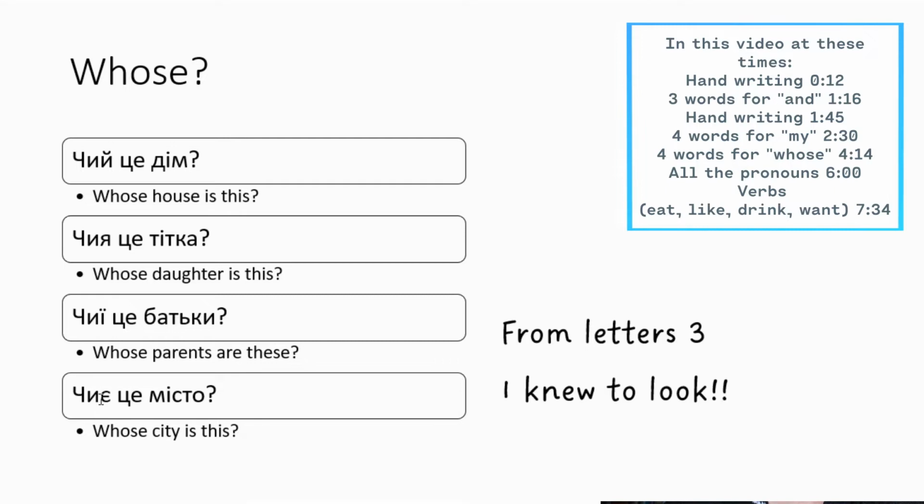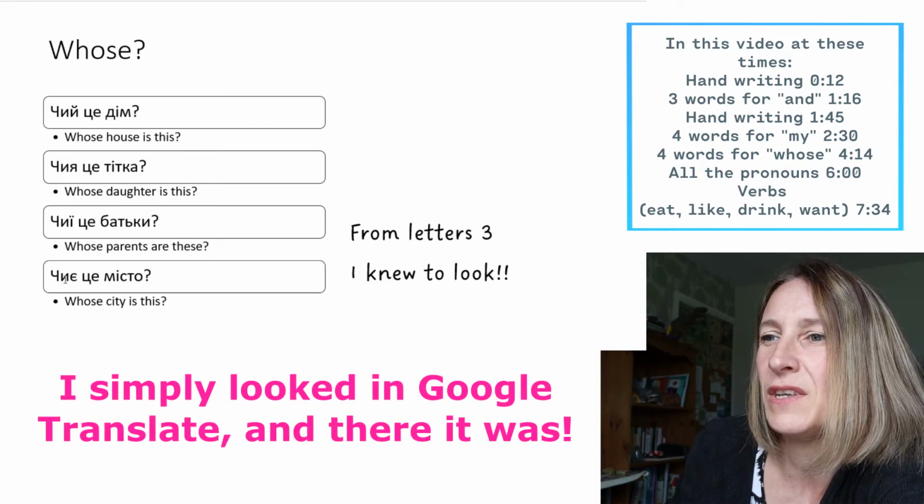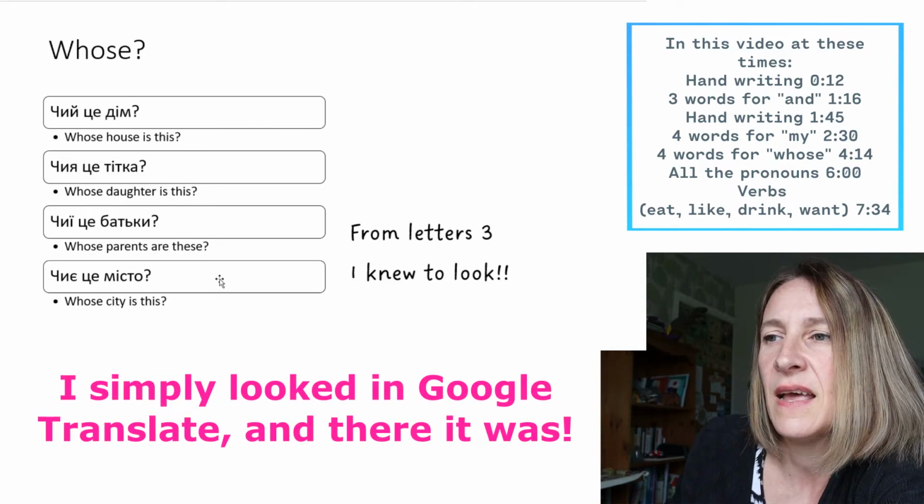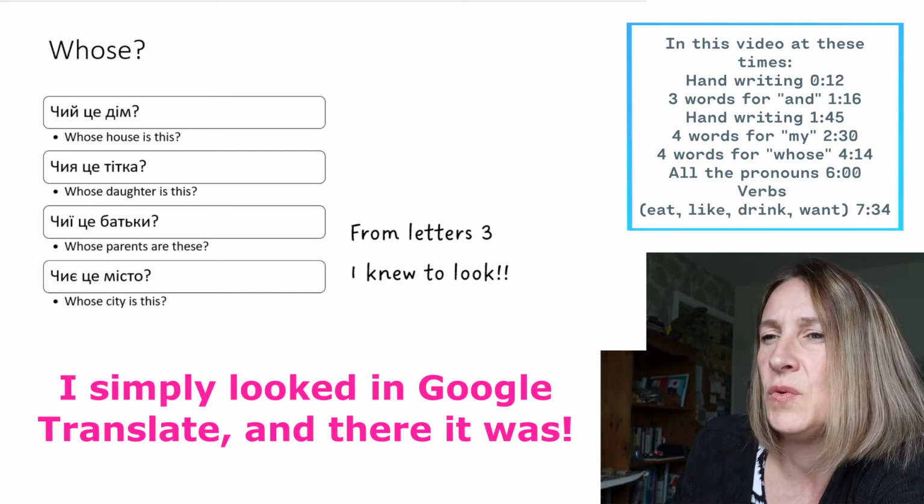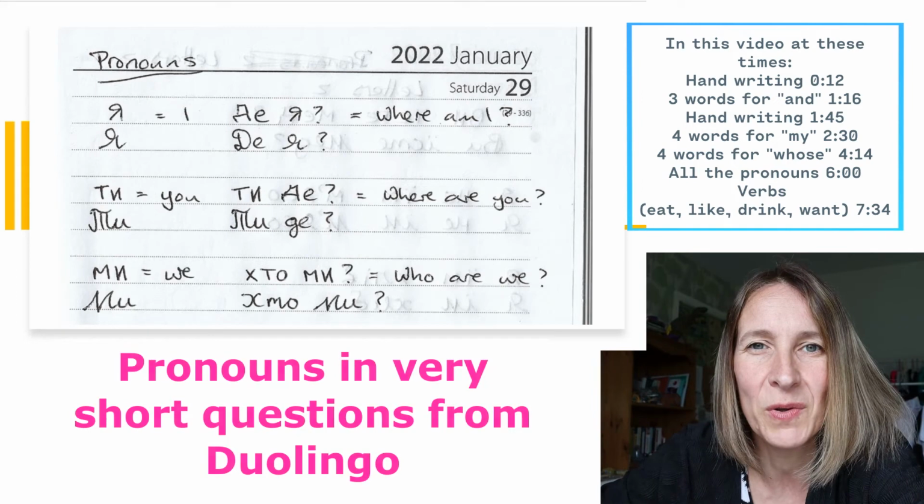This one I haven't found in Duolingo. I looked for it because I thought if I've got a neutral one for misto or a different one for misto, because I'm guessing for my, then I probably have a different one for whose as well. Chie tse misto. Okay, so I knew to look. Next, all the pronouns. I found all these pronouns.